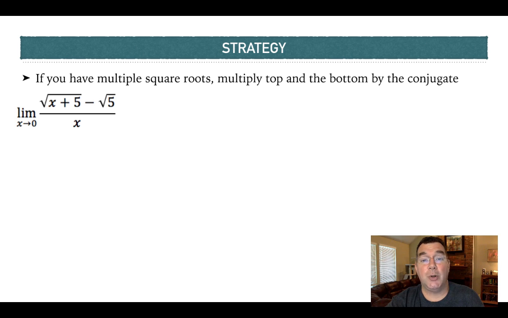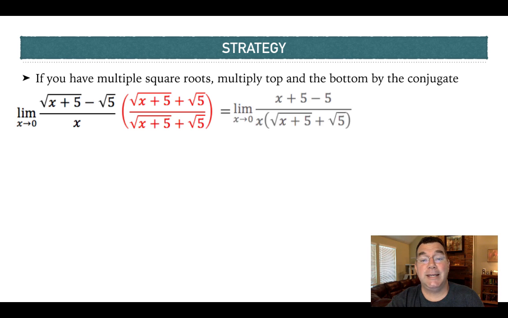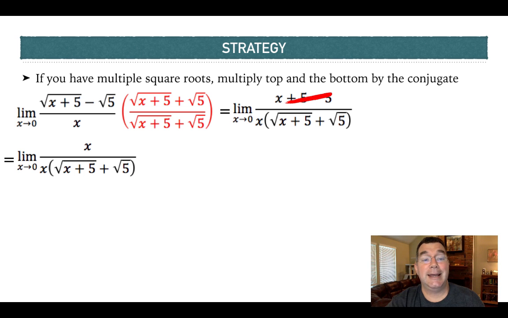So now I'm going to try multiplying top and bottom by the conjugate of the numerator. So that means I'm multiplying top and bottom by root x plus 5 plus root 5. And what that gives me is x plus 5 minus 5 on the top, and x times root x plus 5 plus root 5 on the bottom. Now the numerator, the 5's can cancel out, the plus 5 and the minus 5, leaving me with just x over that same denominator. And now both the numerator and the denominator have a common factor of x, which can be canceled out. And I have the limit as x approaches 0 of 1 over root x plus 5 plus root 5.